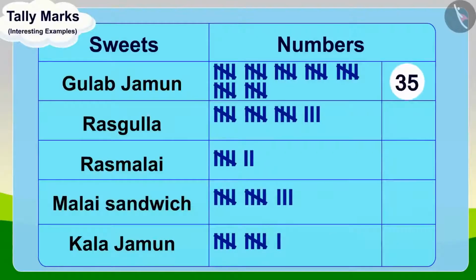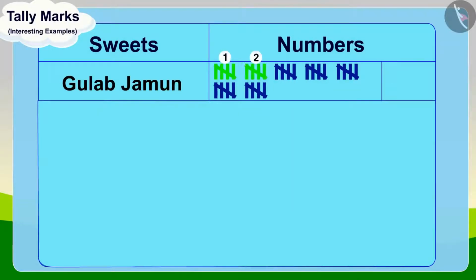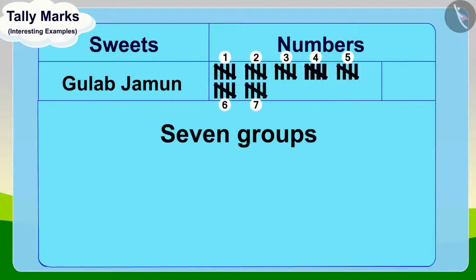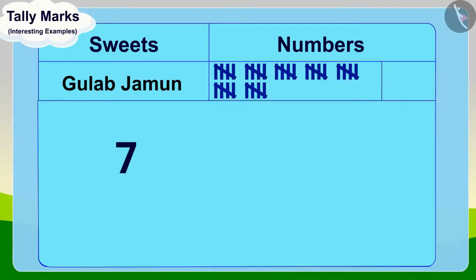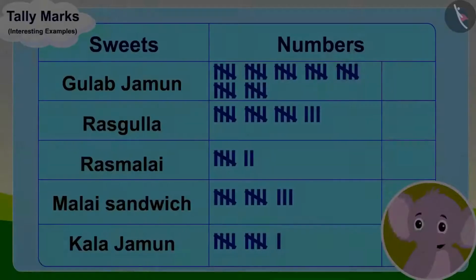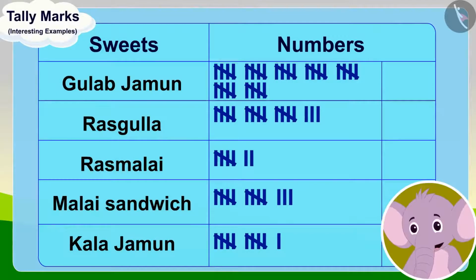Well done, children! Your answer is absolutely correct. There are 7 groups of 5 tally marks. In this way, the total number of gulab jamuns will be 7 times 5, 35. Appu also found out the number of gulab jamuns and then wrote them in the table in this way.